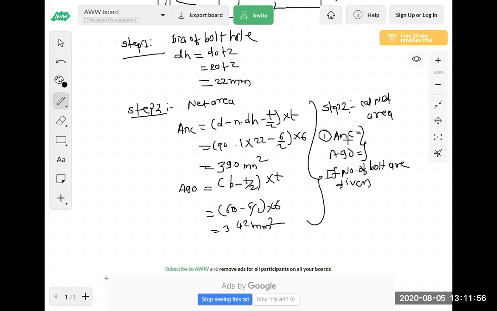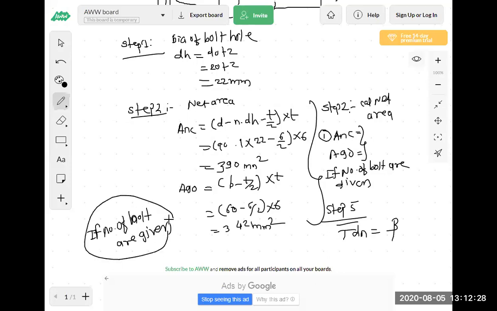Why do we have to calculate ANC and AGO? Because in step number 5, we will use the TDN formula of beta. Whenever we have to use the beta formula, the beta formula and ANC and AGO are related to each other. The important words are: if number of bolts are given, that is, n is equal to 4, 3, 2 or 5, then we have to use this net area and the TDN beta formula.